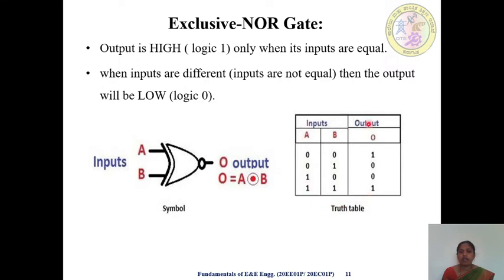Now observe the truth table. It consists of two inputs A and B. The output is O. Here when both the inputs are the same, the output is 1. When both the inputs are different, then the output is 0. That is the operation of XNOR gate. Here the output is high only when both the inputs are equal. When the inputs are different, that means the inputs are not equal, then the output will be low. That is logic 0. This is the operation of XNOR gate.